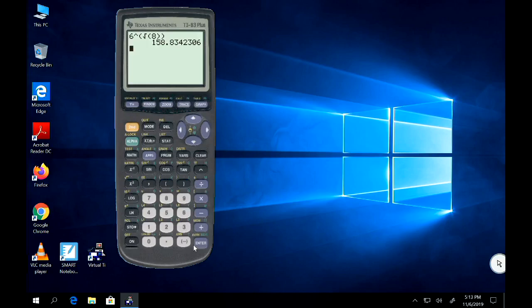Okay, so this said approximate each number. It didn't say what to approximate to, so let's approximate to the 10th place. 158.8. Okay, go to the next page.